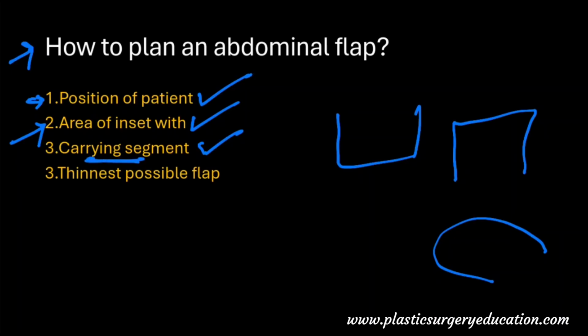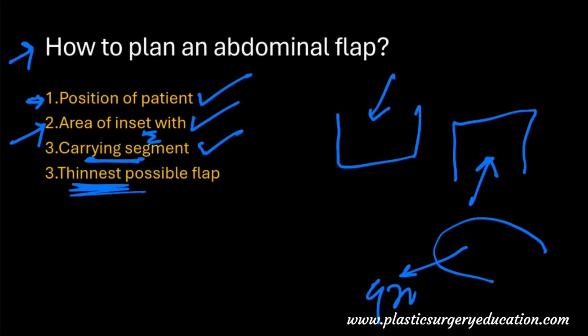Now all these things, considering that they are the same for, say, a superiorly based abdominal flap and an inferiorly based abdominal flap, what I mean to say is, if the patient is equally comfortable while planning a superiorly based abdominal flap and an inferiorly based abdominal flap, and if the area of inset too is the same, is good for both, then which flap should we plan? Then we should be planning the thinnest possible flap. Now of all the 3 flaps, the groin flap is the thinnest flap. So if all the other parameters are good, groin should be our first choice.